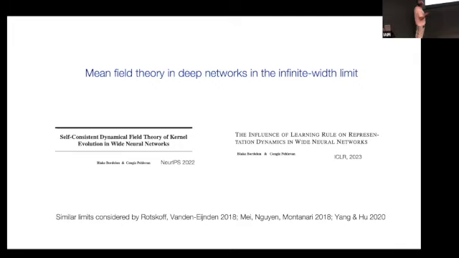So we will be able to recover the same thing using methods that are basically familiar to people here, like path integrals and mean field theory. So we'll end up getting similar results. So that's the difference. Okay, cool.